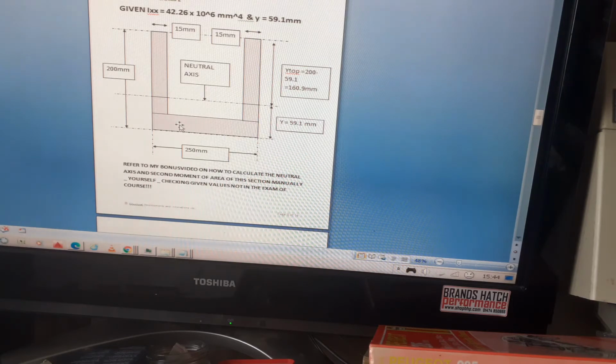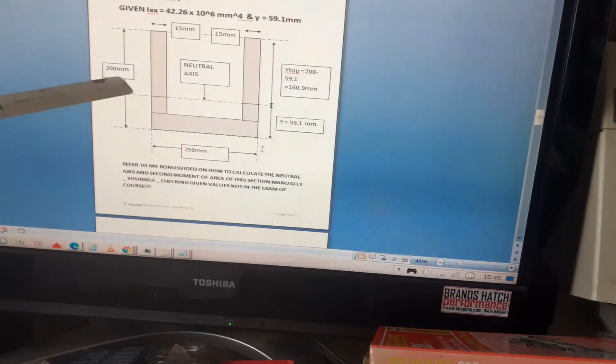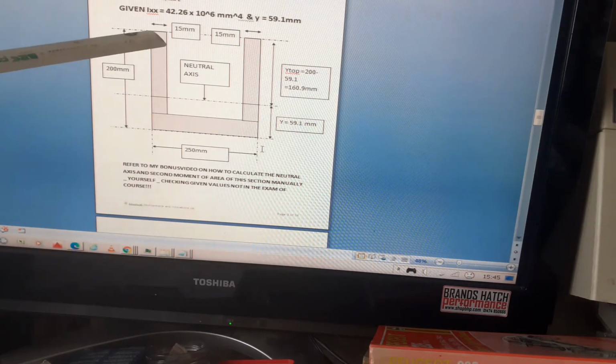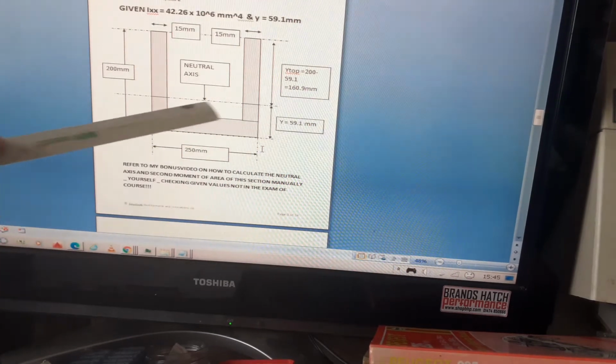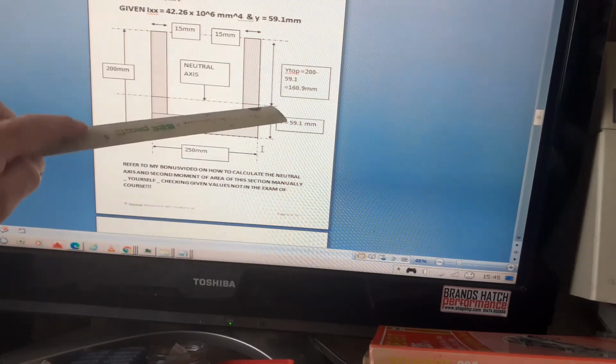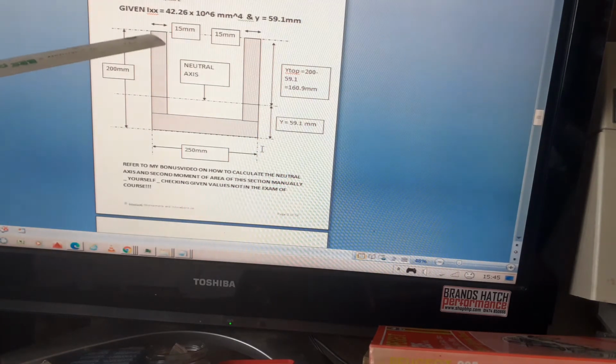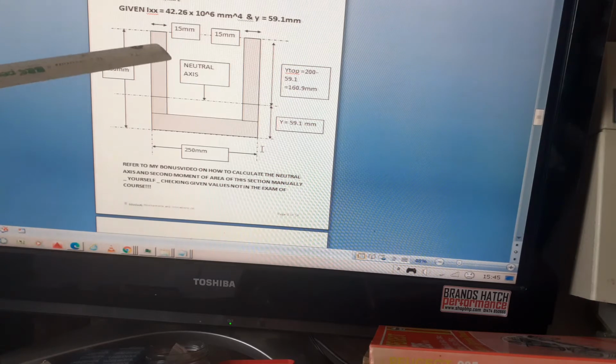So section AA, this is the cross section that's provided in the question, and it's given that Ixx equals 42.26 times 10 to the power 6 millimeters^4 and y equals 59.1. So basically it's a U-shaped section, 250 wide, 200 millimeters high. Neutral axis is at 59.1 millimeters above the bottom. So the distance from the neutral axis to the top is 160.9 millimeters.